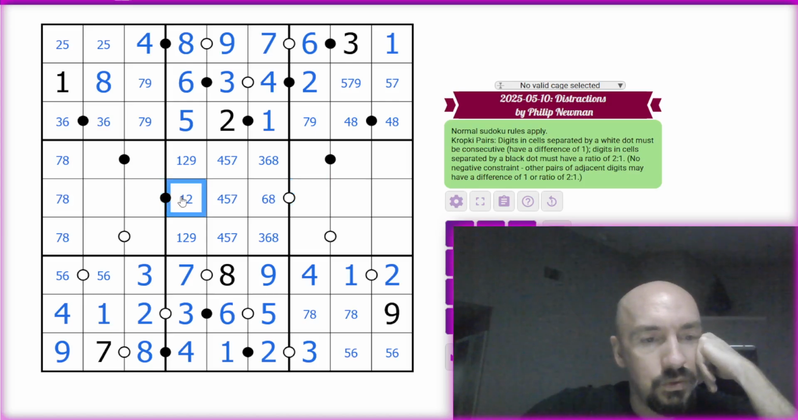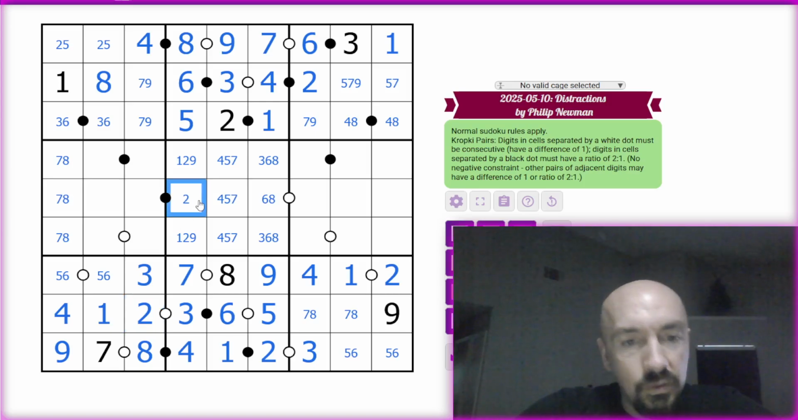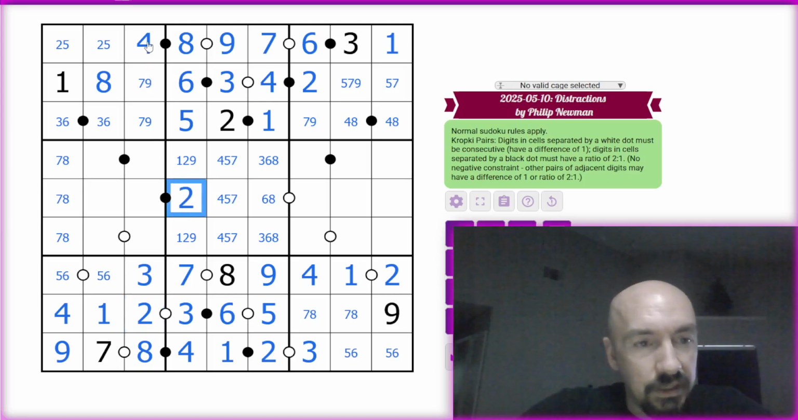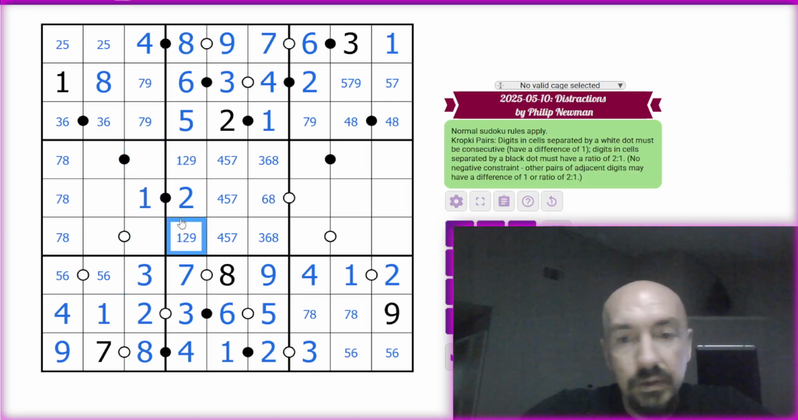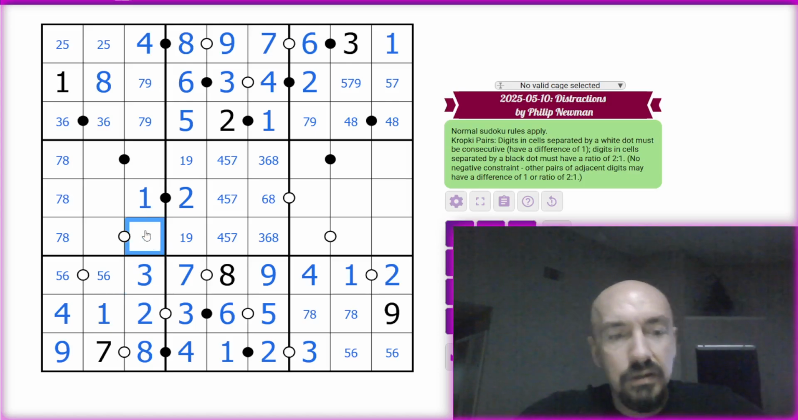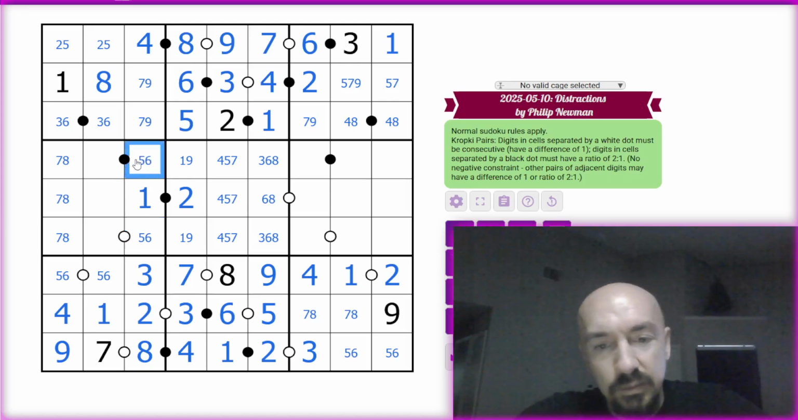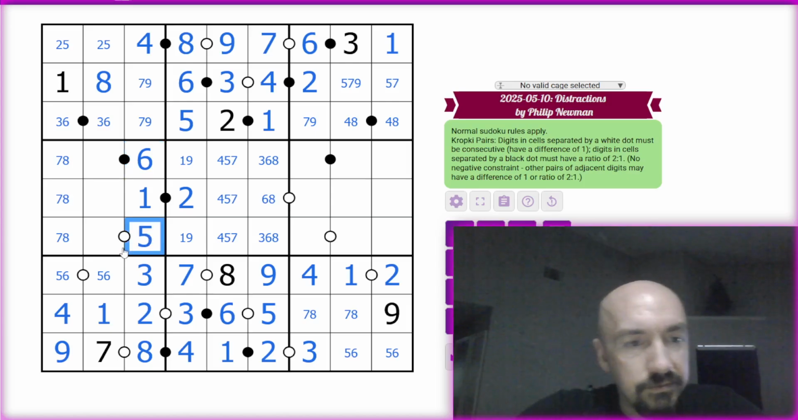1, 2. This cannot be a 1 because this would have to be a 2, and it can't because of this one down here. So that's not a 1, so it is a 2. And it can't be a 4, so it's a 1. Okay. 1, 2, 3. Then we need 4. This is a 5, 6. 5 cannot be in a black crop key, so it's a 6. So this is a 5.